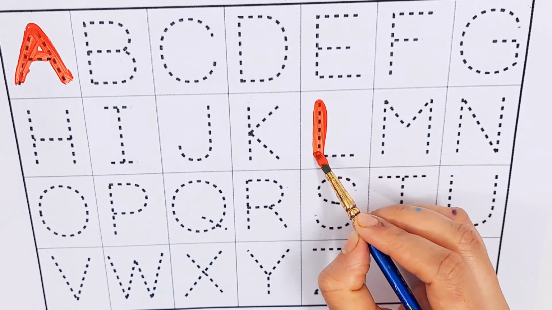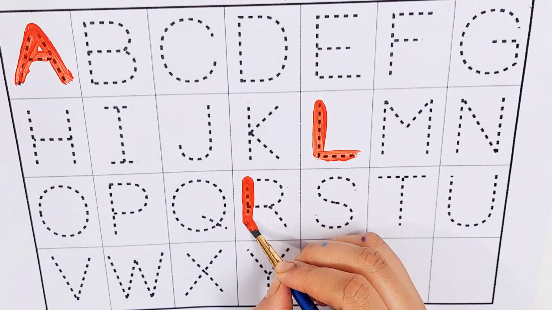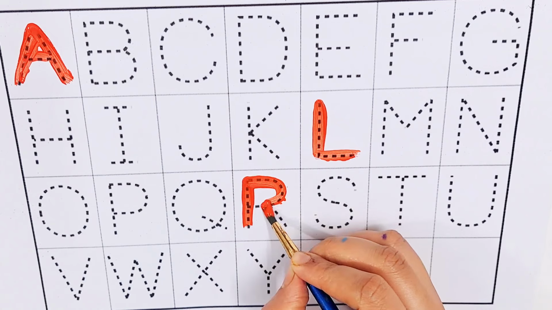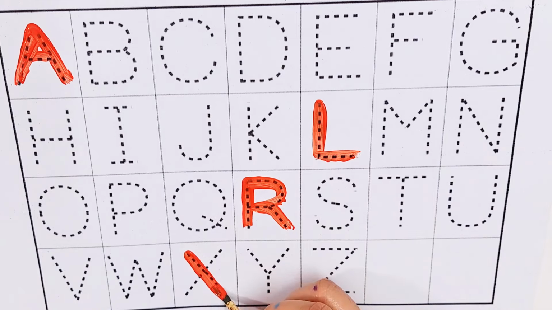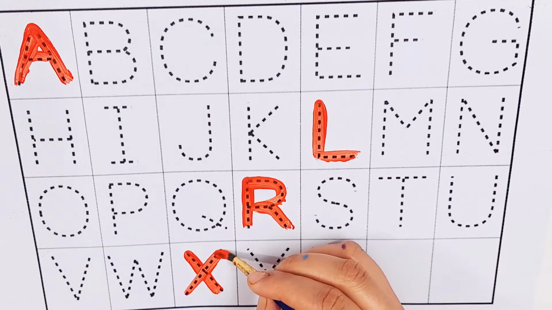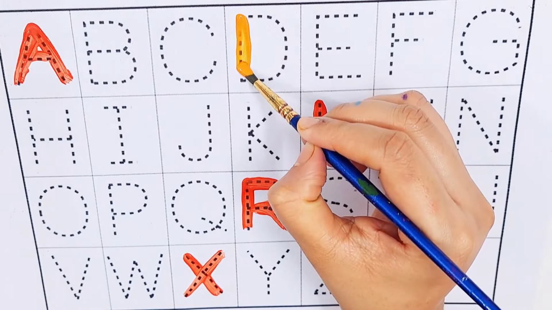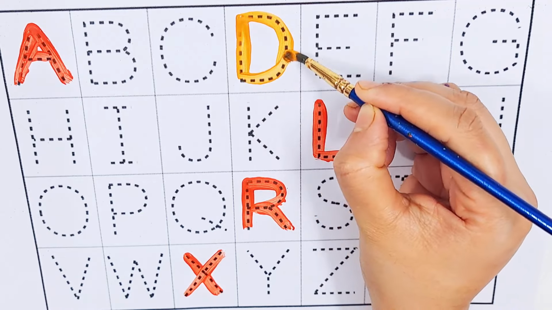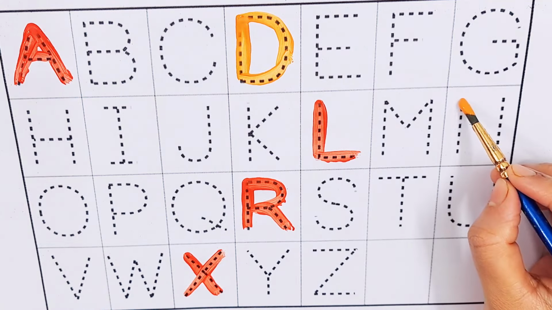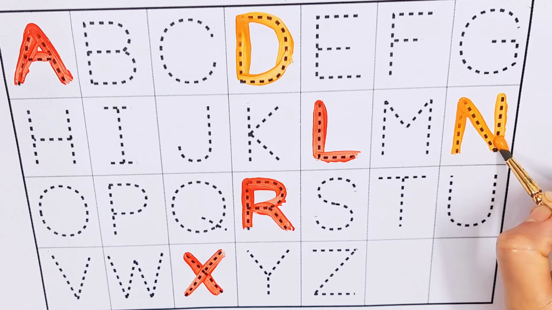L, L for lotus. R, R for ring. X, X for Xerox. D, D for dust. N, N for nest.